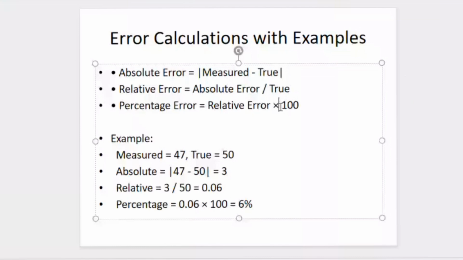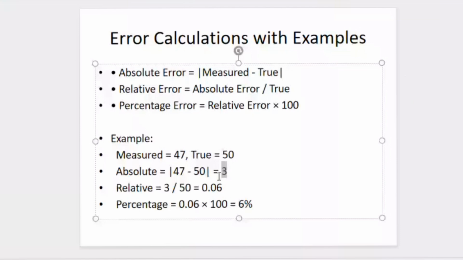So I think I've seen questions under this topic: absolute error, relative error, and percentage error. So this is an example showing it. We have a measured value of 47. Then we have the true value of 50. To take the absolute error, we'll subtract the measured value from the true value. So that's 47 minus 50, and that will give us 3. Normally, it's supposed to give us minus 3, but because of this absolute sign, the minus will go off. So we'll have 3 as our absolute error value.